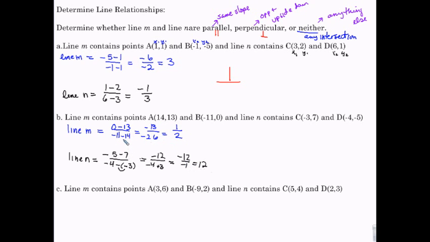Sorry, that shouldn't have been 26. That should have been 25. That just changes this. Sorry, bad math. I was trying to make it work. Which just gives me positive 13 over 25 and 12. Absolutely no relationship to each other whatsoever, right? So they're not parallel or perpendicular.